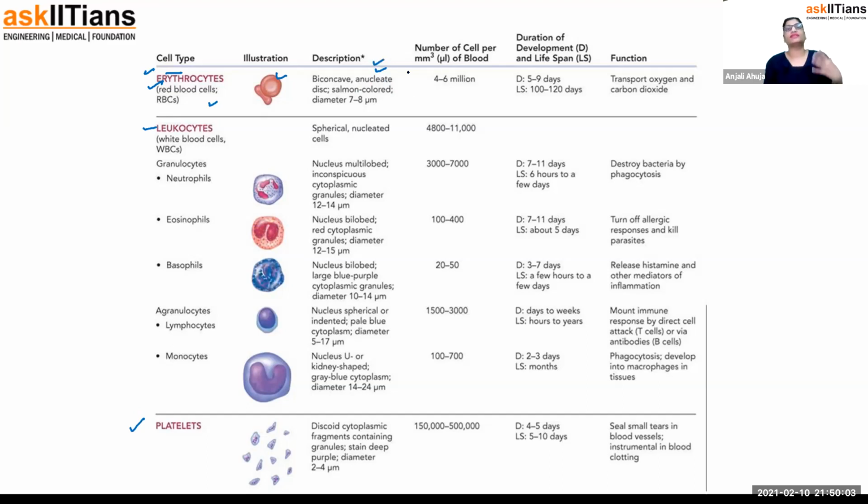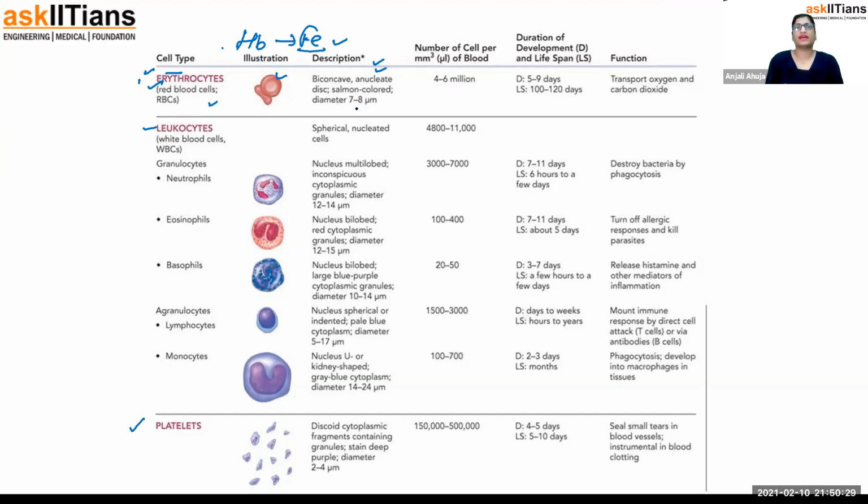Now, the point is why they are enucleated. When they were young, they had the nucleus, but then gradually the nucleus disappeared because this helps them hold maximum hemoglobin. You know that they are red colored because they have hemoglobin, which has the element iron in it. That's why they are red in color. And hemoglobin, as I told you, is a respiratory pigment that helps in carrying oxygen.